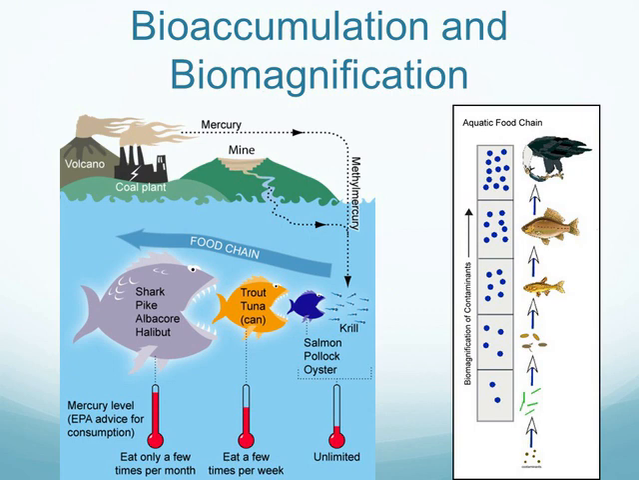Then that larger fish there eats the smaller fish, and that mercury concentration starts to get up there a little bit. And then finally that eagle is eating that big fish, and so that eagle there, if we were to eat the eagle, would have a huge amount of mercury within itself, and it would actually be very toxic to eat that bird.